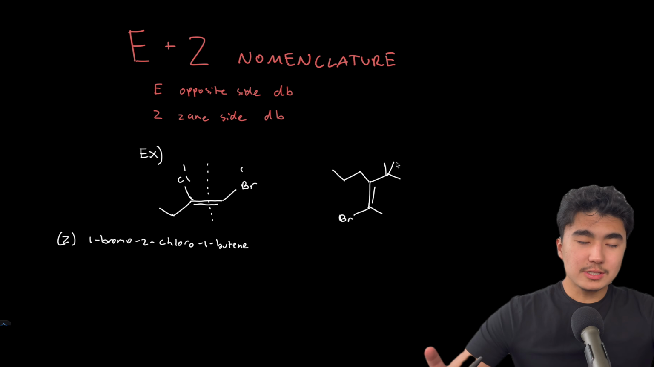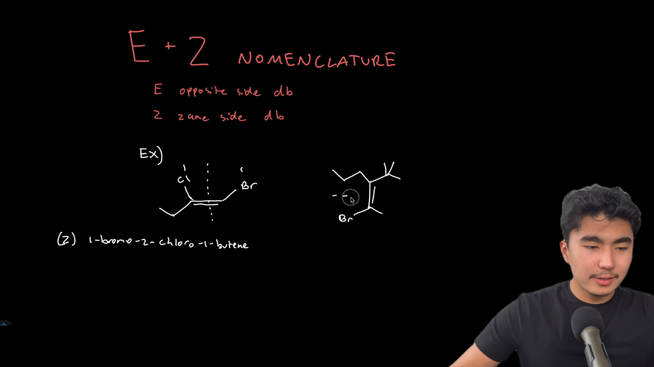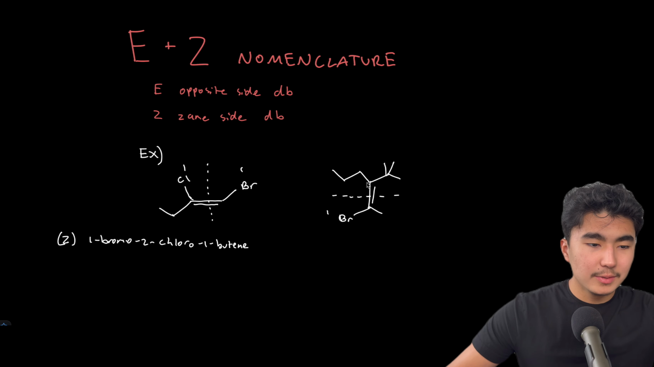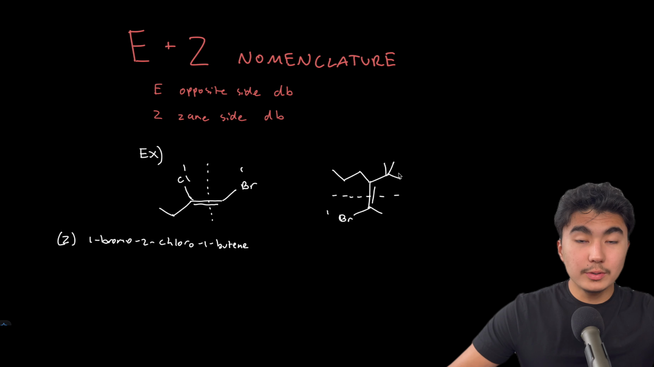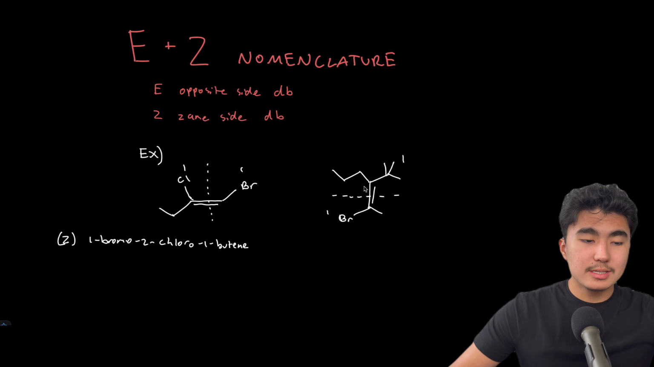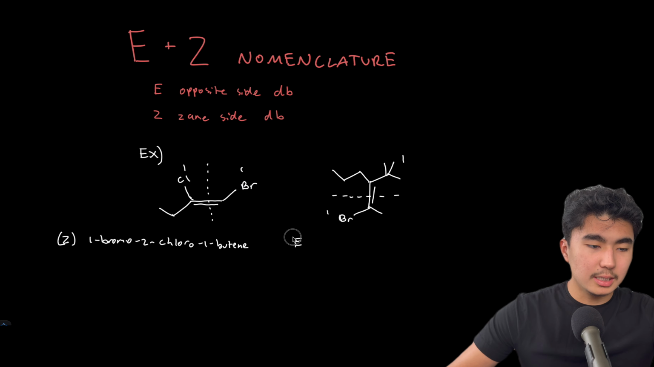All right, so first off, let's assign our priority. Bromine is going to have a higher atomic number, obviously, so it's going to be the first one. And over here, we have a carbon that is bonded to 3 other carbons, so this is going to have the highest priority on this side. Since they're both on opposite sides, this is going to be an E conformation.